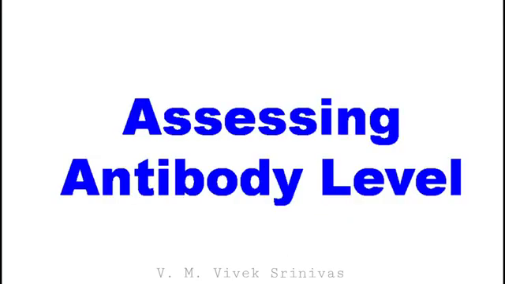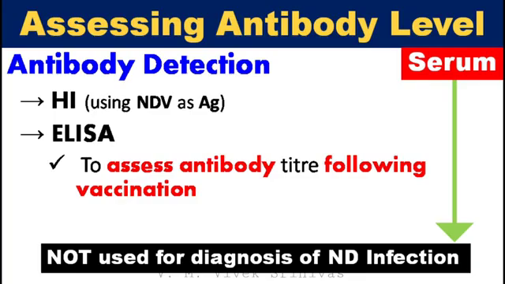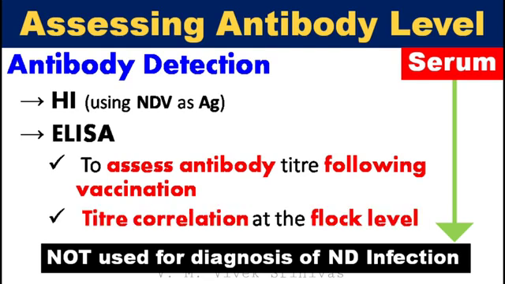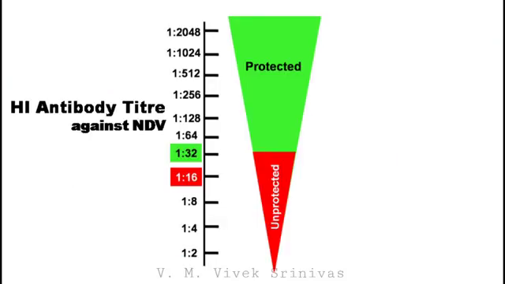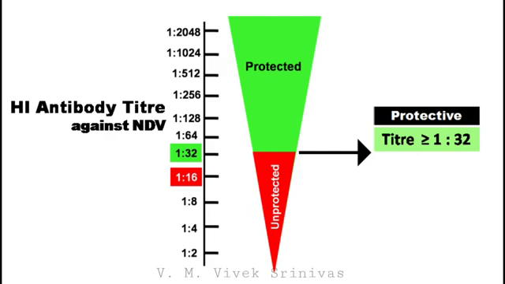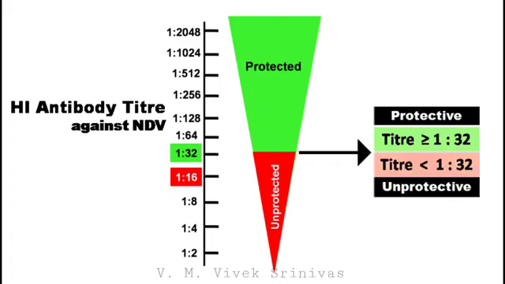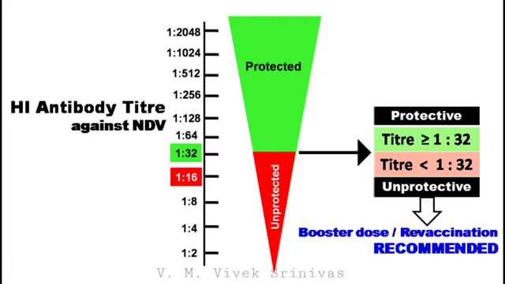To assess the antibody titer following vaccination, antibody titration in the serum can be done by hemagglutination inhibition test using specific Newcastle disease virus, and ELISA. Here, the antibody titers are correlated at the flock level, rather than at the level of individual birds. A hemagglutination inhibition antibody titer equal to or more than 1:32 is considered a protective titer for Newcastle disease. If the antibody titer is less than 1:32, then they are considered unprotected. So, in that case the booster vaccination is recommended.